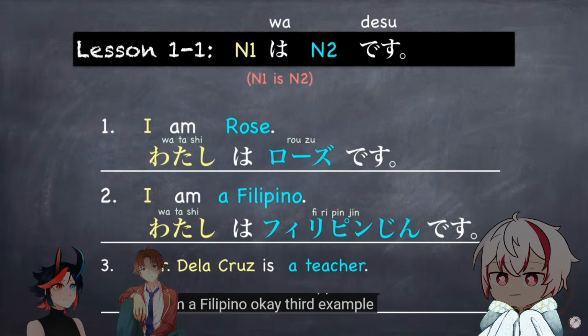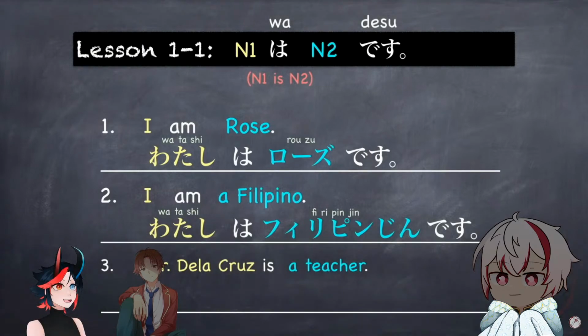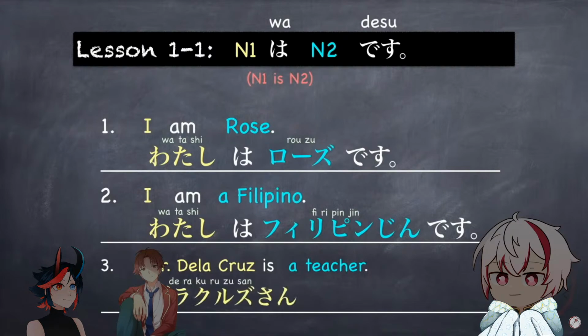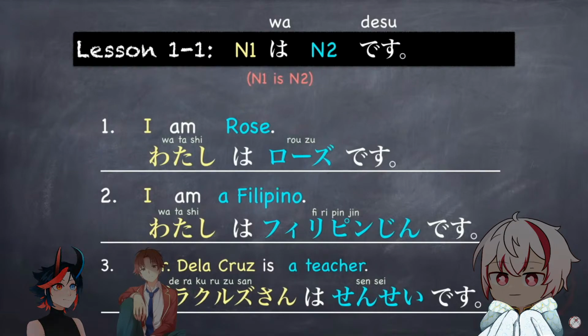Okay, third example is Mr. De La Cruz is a teacher. So how do we say Mr. De La Cruz in Japanese? De la Cruz-san. A teacher. So we are talking about another person, so we are using the word sensei. If you are talking about yourself, it's different. Anyway, so let's make this a full sentence. Mr. De La Cruz is a teacher. De La Cruz-san wa sensei desu. I hope this is clear.